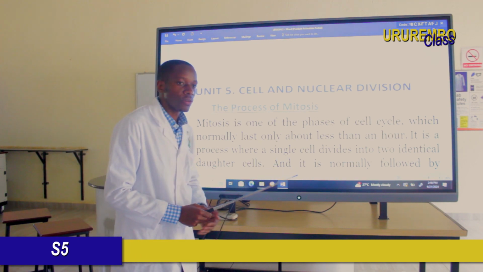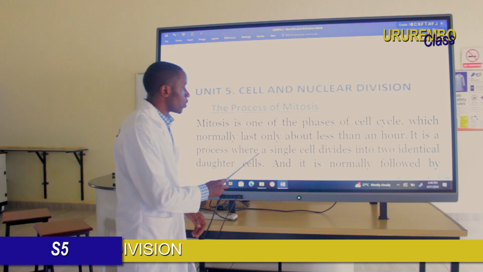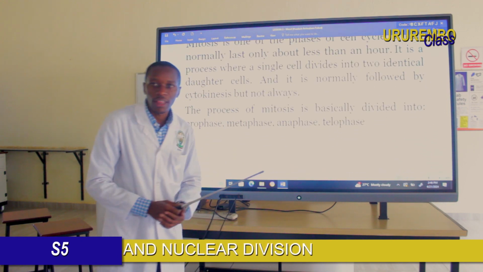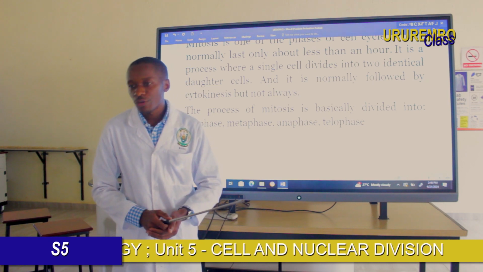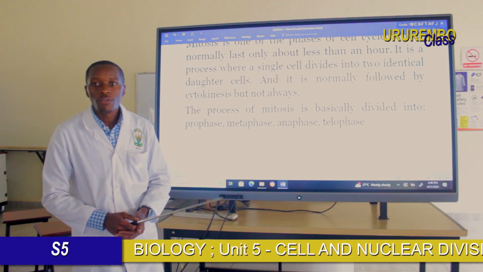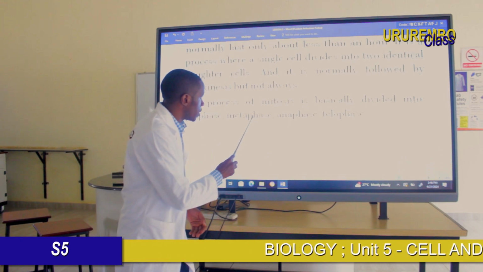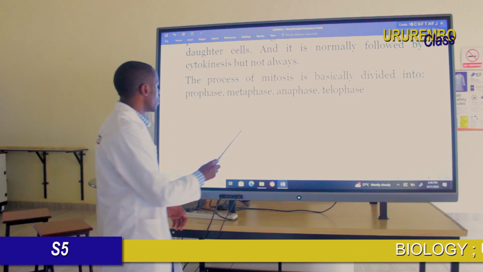The first phase is called the prophase. The second phase is called the metaphase. The third phase is called the anaphase. The last one is called the telophase. Dear students, follow me then to see the events that take place in each phase. Let us start.